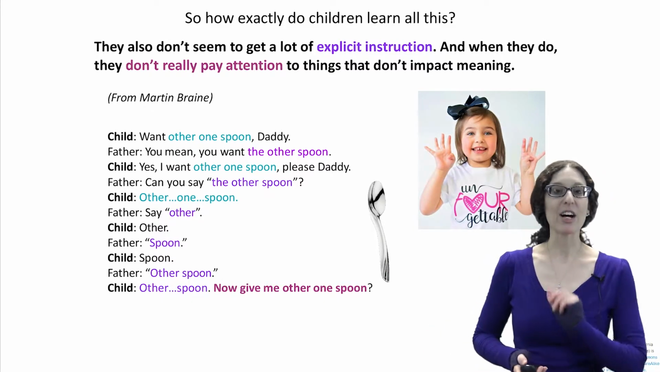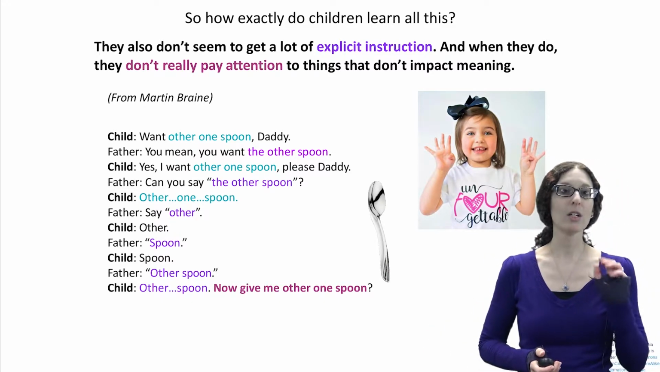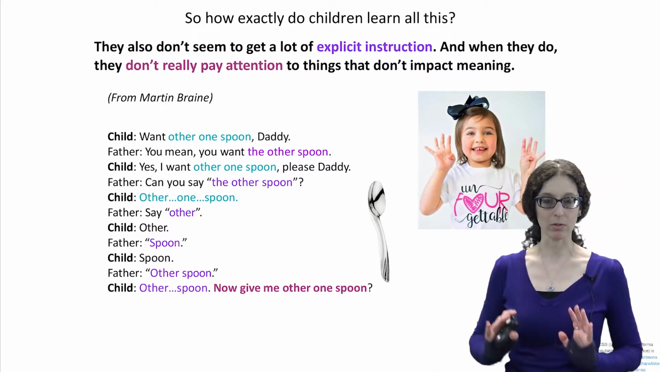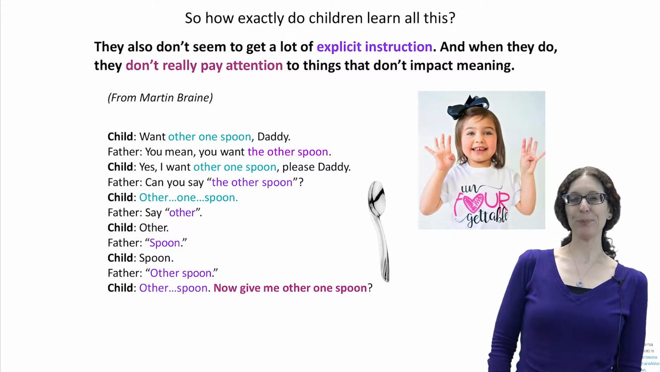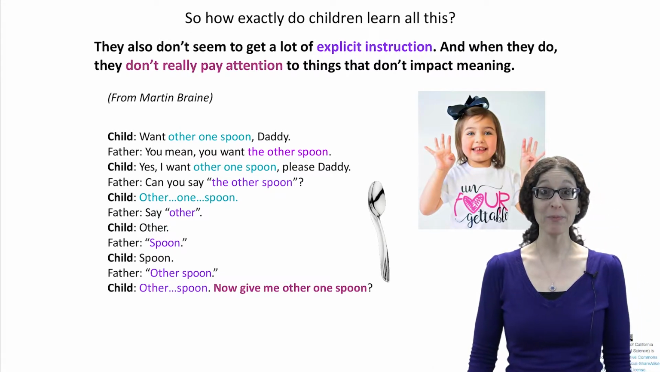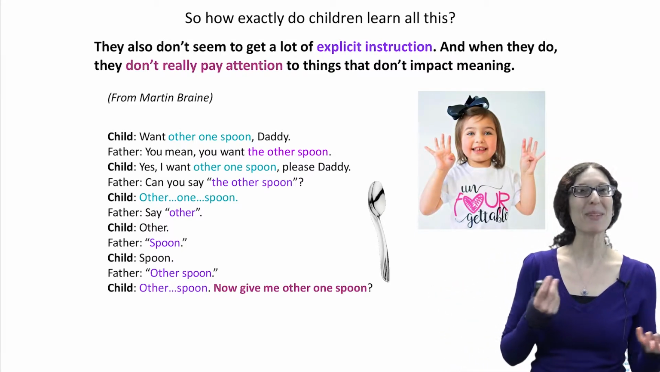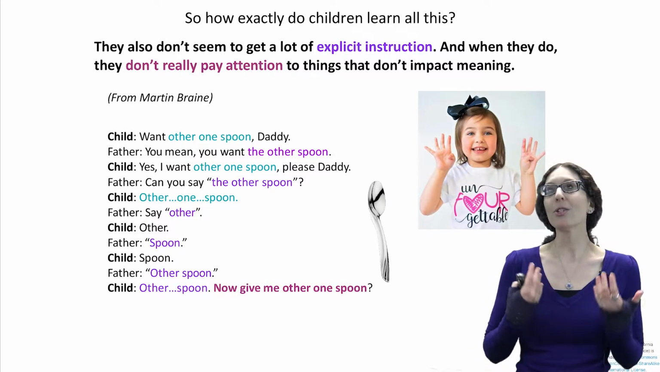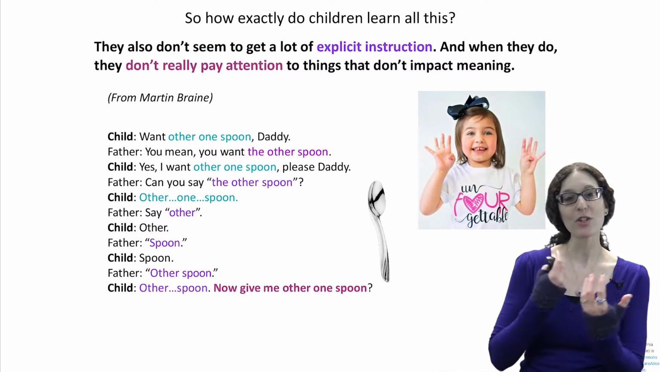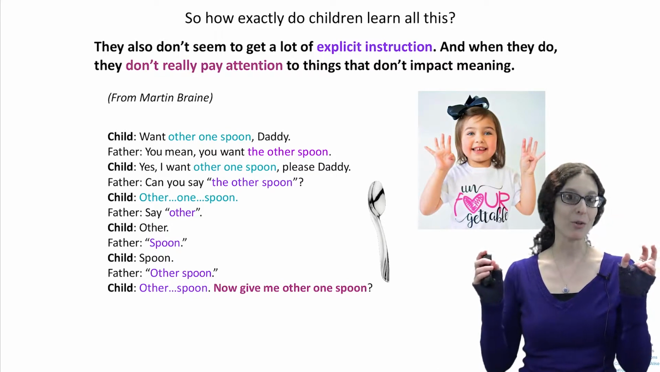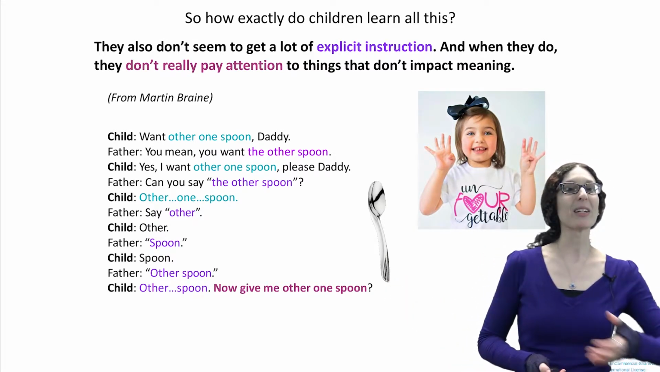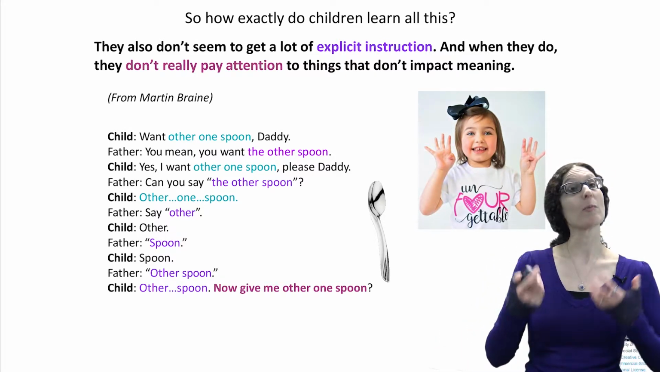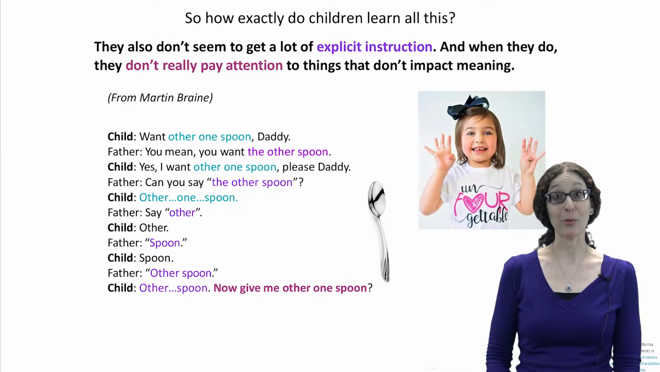He's like, okay, say other, spoon, spoon, other spoon, other spoon. Now give me other one spoon. Right? So she's completely missed the point of the form correction because, again, it was clear from the beginning that her father knew exactly what she was saying, so her communication ability was not impacted by using the quote-unquote incorrect form for her. So again, this kind of explicit instruction is really not the way that we think children are learning the majority of what they learn about their native language.